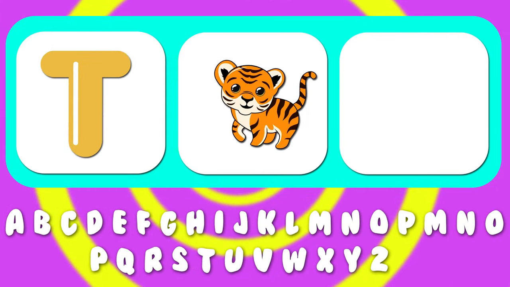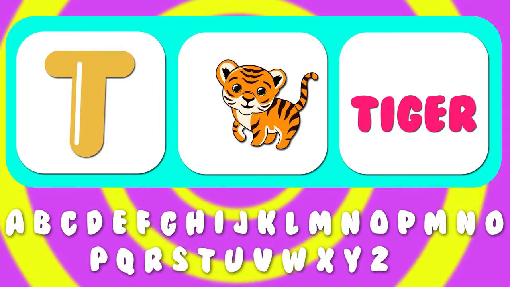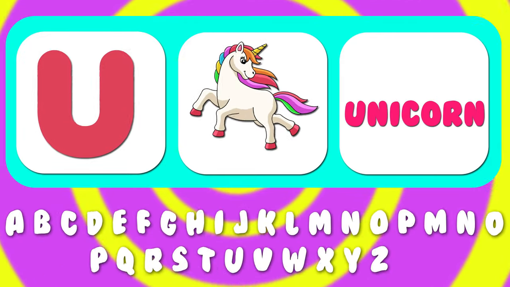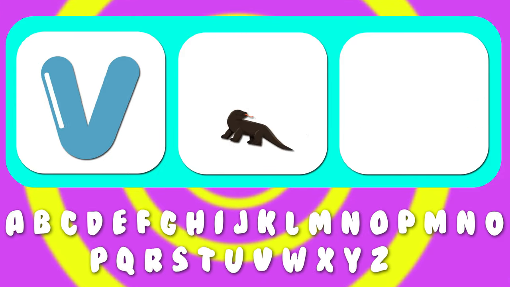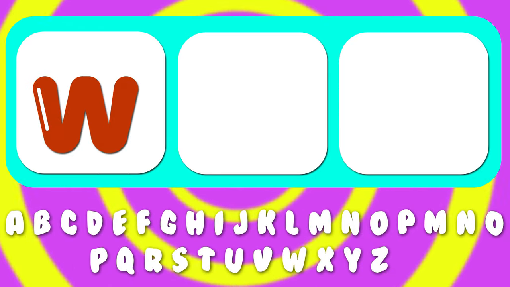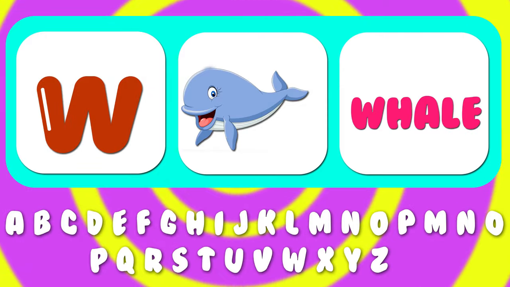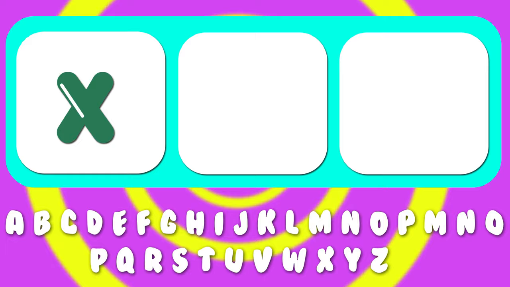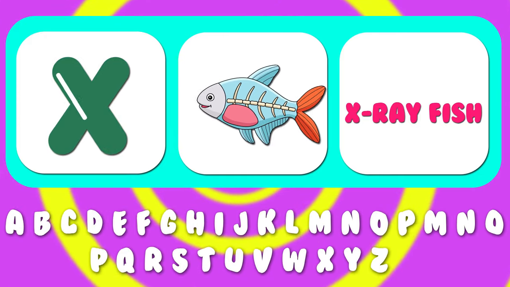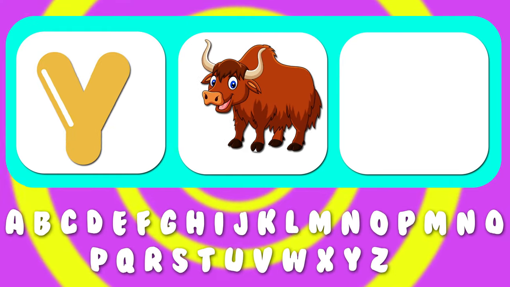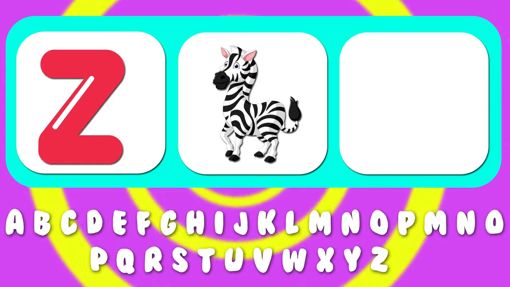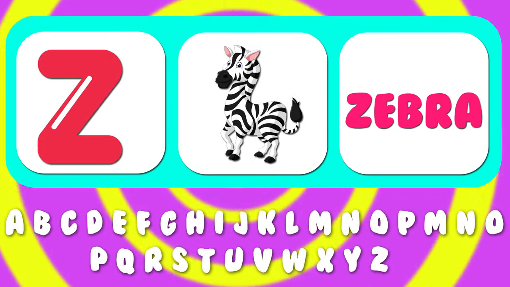T is for tiger, tiger. U is for unicorn, unicorn. V is for varanus, varanus. W is for whale, whale. X is for X-ray fish, X-ray fish. Y is for yak, yak. Z is for zebra, zebra.